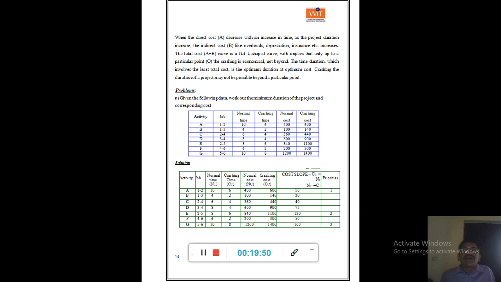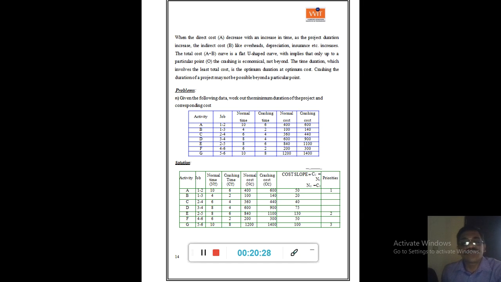Given the following data, work out the minimum duration of the project and corresponding cost. Activities are given to you in the first column: A, B, C, D, E, F, G. Jobs are given to you, 1 to 2 like that. Normal time, crash time, normal cost, and crash cost are also given.